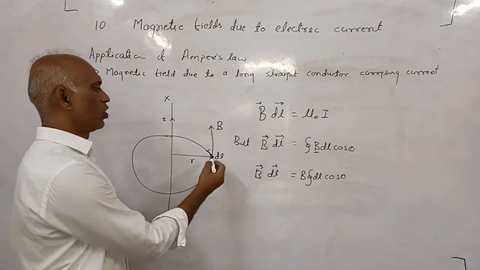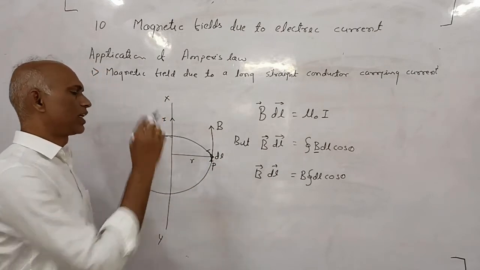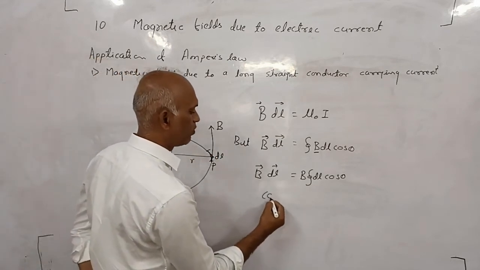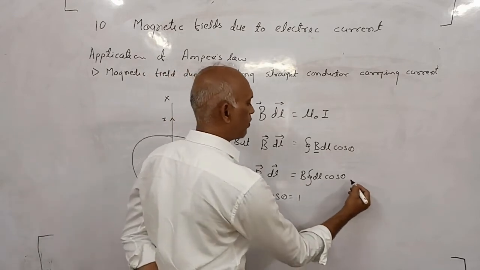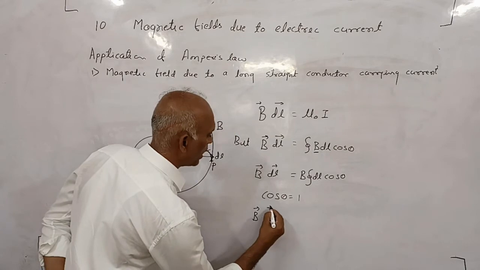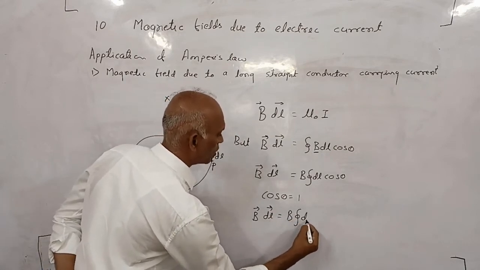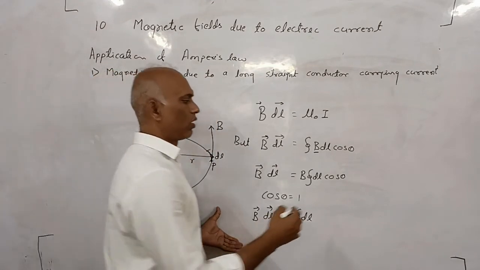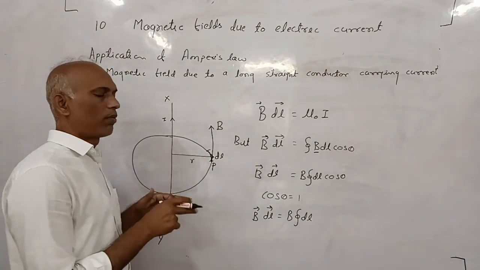Again, cos theta is nothing but the angle between the direction of the magnetic field and the direction of current element. So in this case, cos theta will be 1. So this value will become 1 and this equation will become the integral of B dl is equal to B times the integration of dl. Now what do we mean by integration? Integration means we are collecting or adding all the small parts into one.